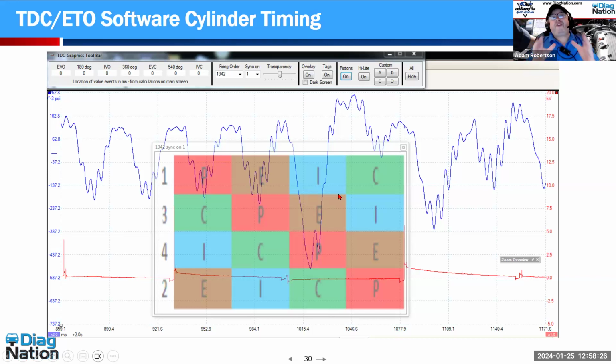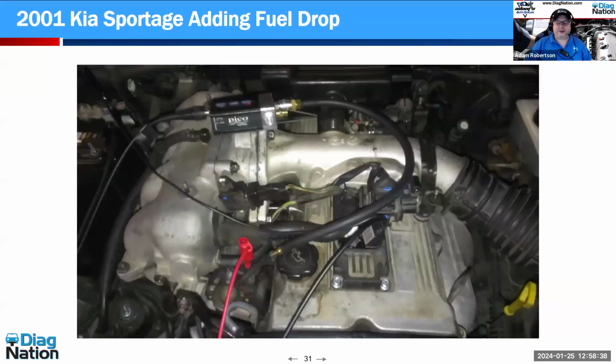Guys, I am 50% of the way to my diagnostics now because at least I know, yes, it's a misfire and what cylinder it is. And I found it quick and easy. Next test.